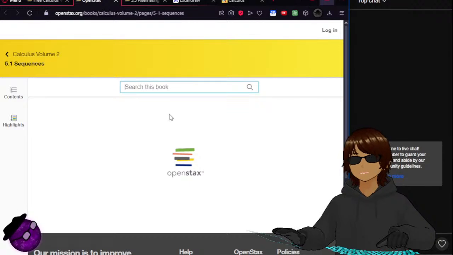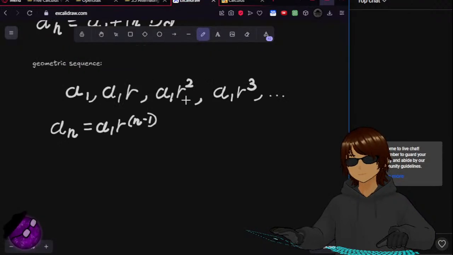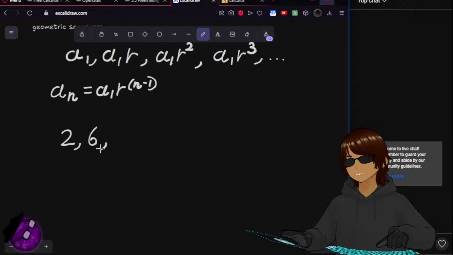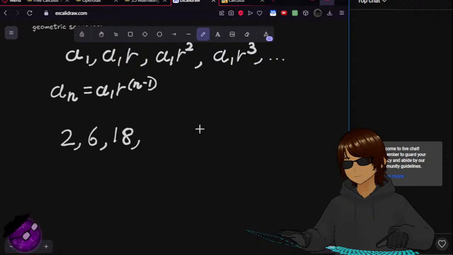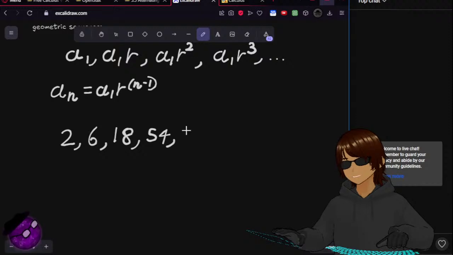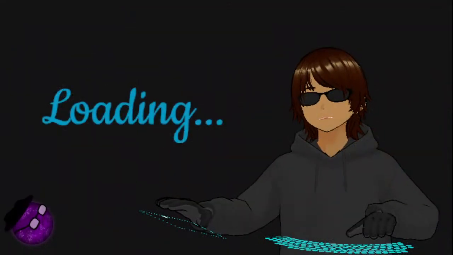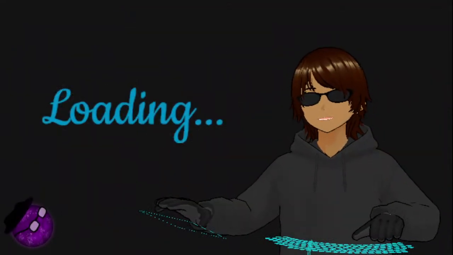I'm waiting for this to be loaded. Anyways, so an example of this would be 2, then r could be 3, so 2 times 3 is 6, and then 6 times 3 is 18, and then times 3 again. I'm using a calculator. Times 3 again, 162, and so on. Hold on. Just trying to open Desmos.